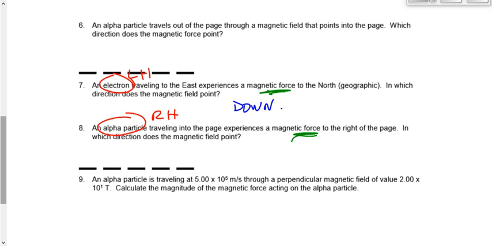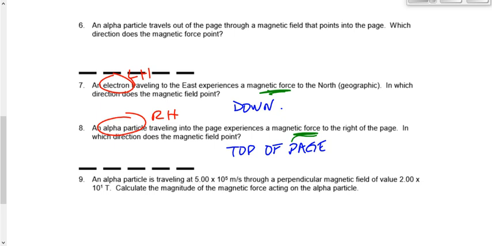Right, Daniel? You said for 7 that the answer is up. Did I? I said 7 was up? What did I say in my answer key here? I did say up. So let's do number 7 again to see if I made a mistake on my answer key or whether I made a mistake just now.